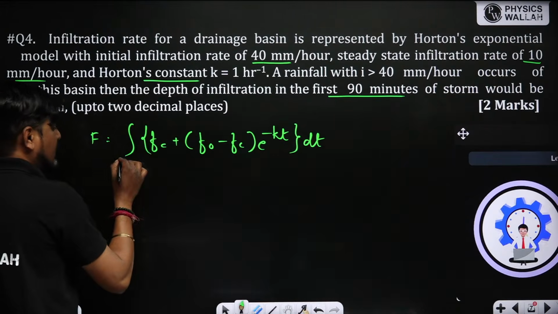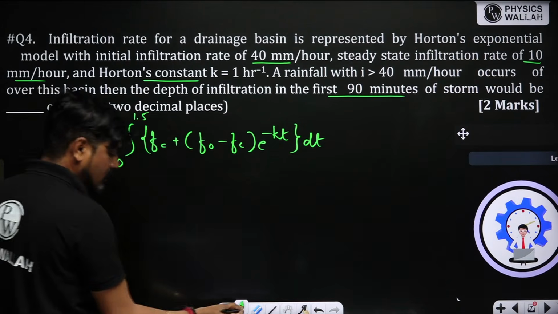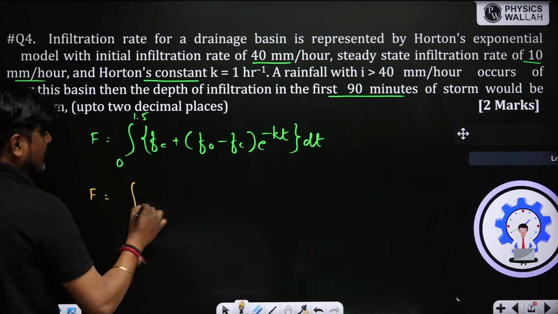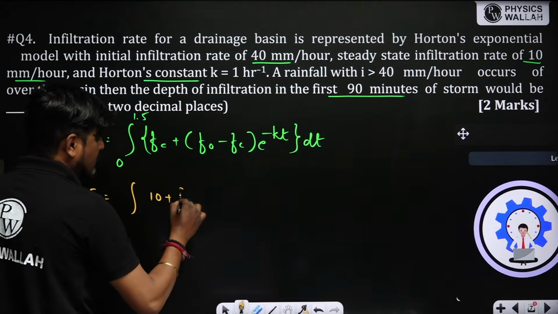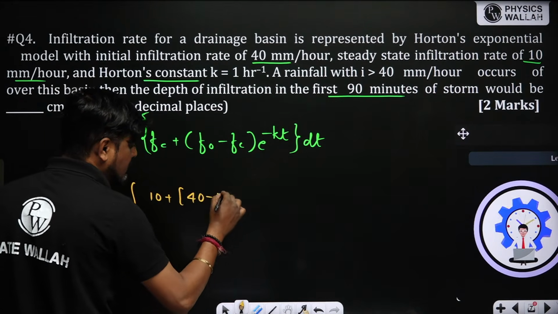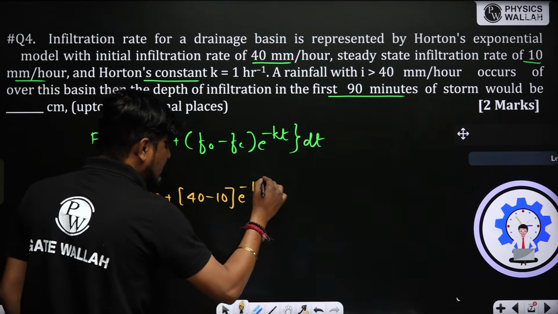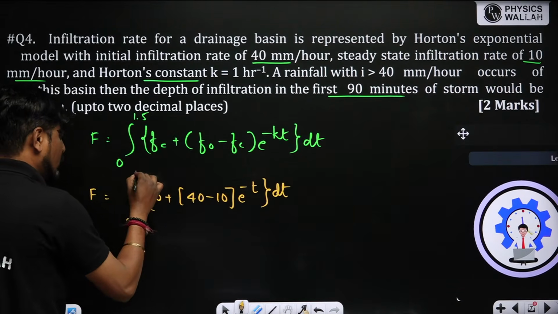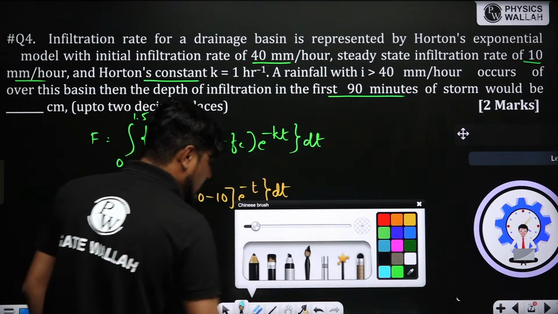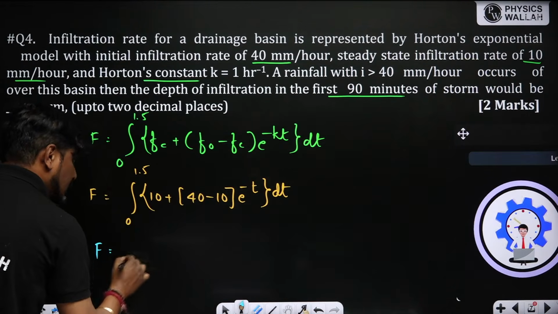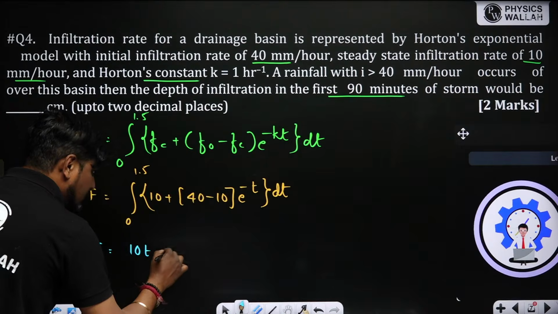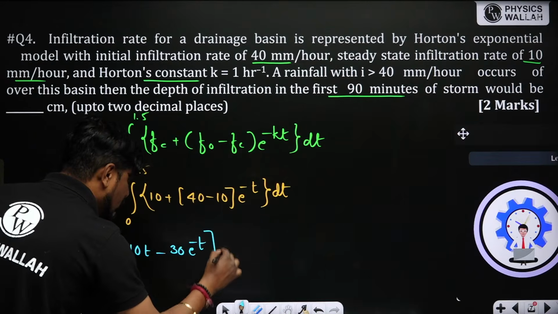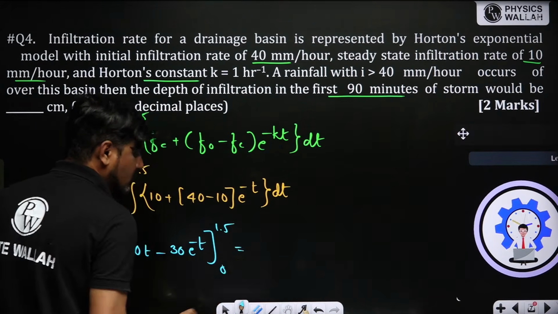First 90 minutes, 0 to 1.5. So the remaining thing is your work, nothing more. Fc 10 plus (F naught 40 minus 10) e to the power minus 2t, with respect to dt, substitute the limits from 0 to 1.5. If you solve properly, integrating it, 10t minus 30 e to the power minus 2t, from 0 to 1.5.